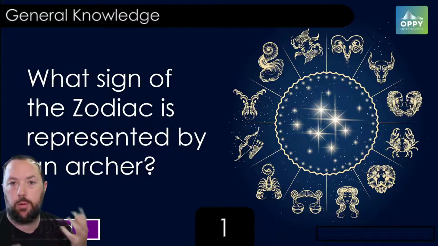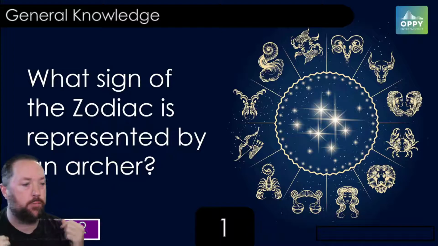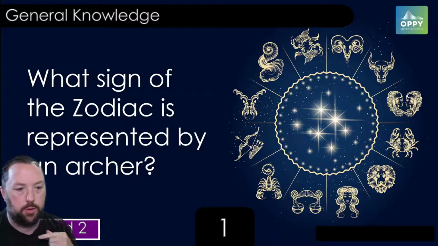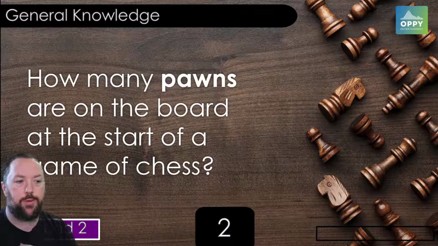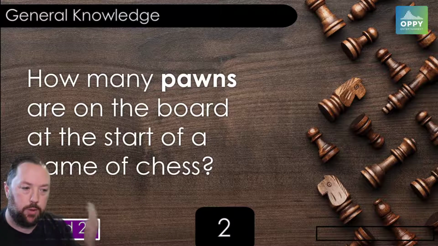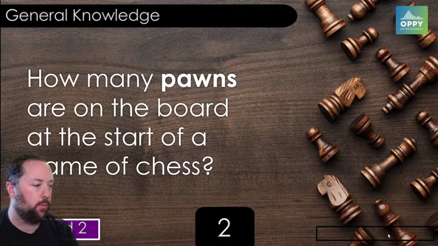So teams would talk about it, discuss, write their answer down. After 30 seconds, that slider, once again over the other side, will slide across and then move into question 2. How many pawns are on the board at the start of a game of chess, etc., etc. For round number 2, that's how that one works.